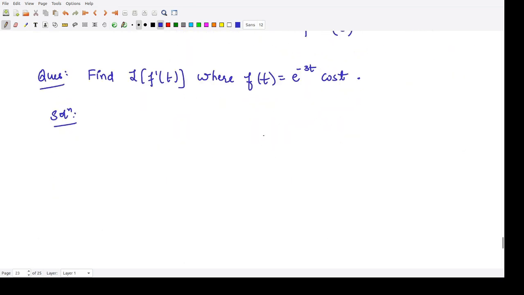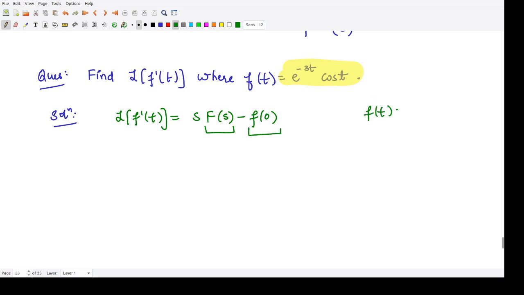The question is, we are given this function f of t, that is equal to e to the power minus 3t cos t. We have to find what is the Laplace transform of this function f dash t. So we know by the property, the Laplace transform of the derivative of some function is s into F of s minus f of 0. So we will first calculate what is this F of s, then we calculate what is this f of 0. We are given f of t to be e to the power minus 3t cos t.